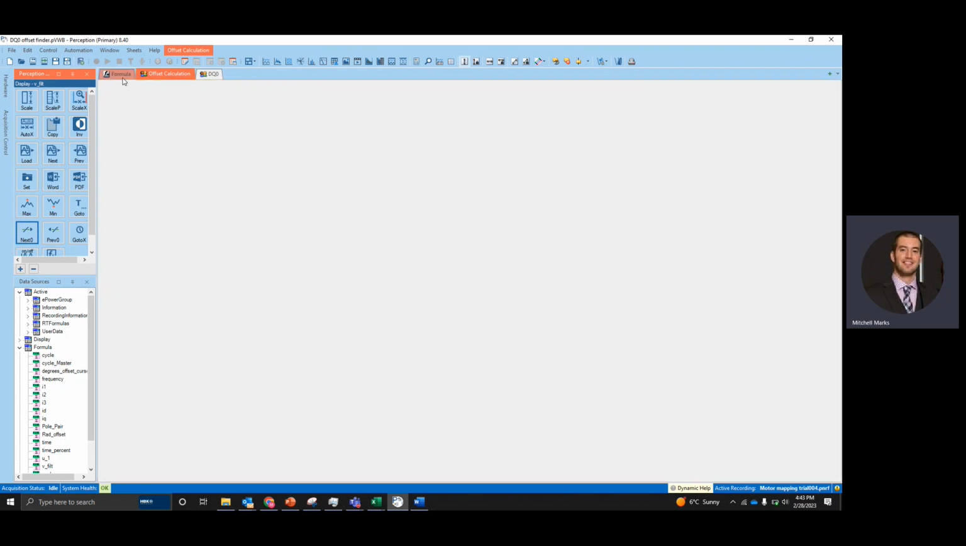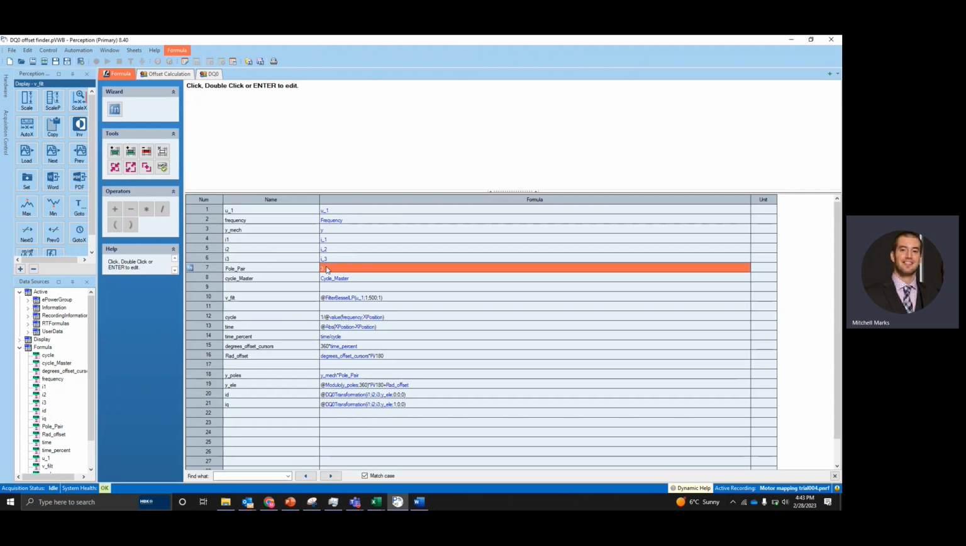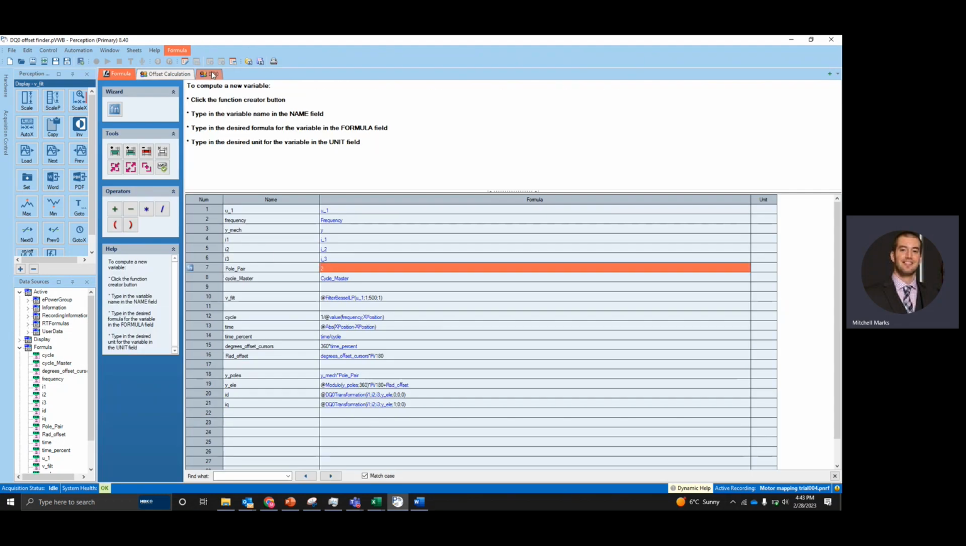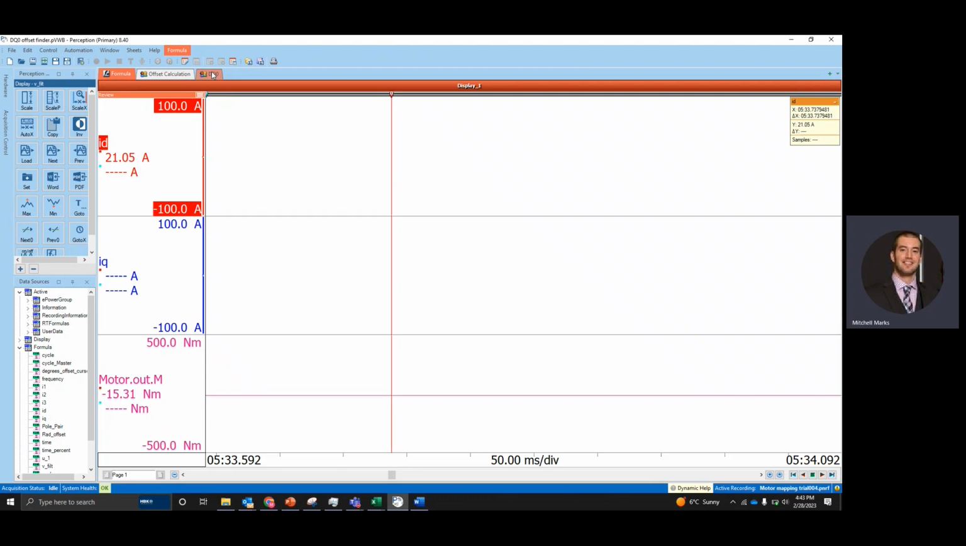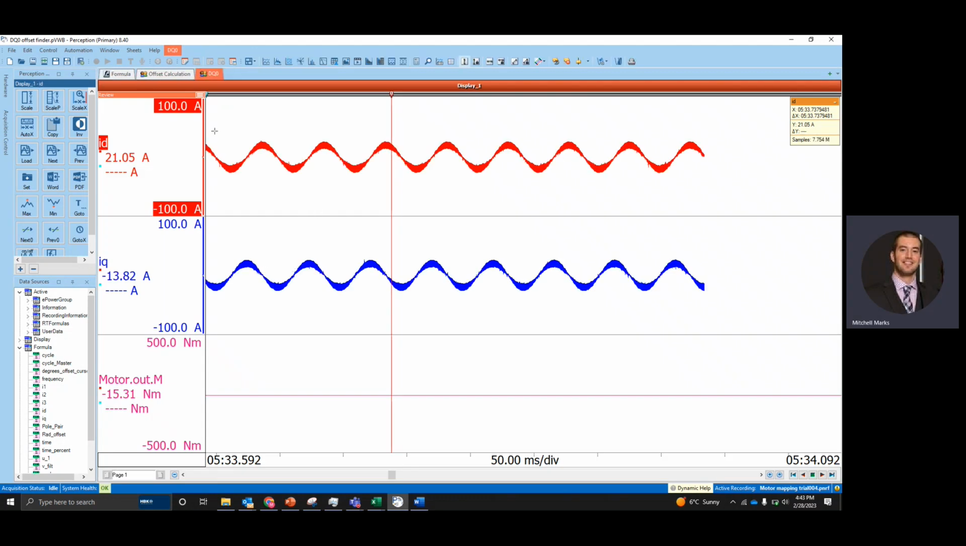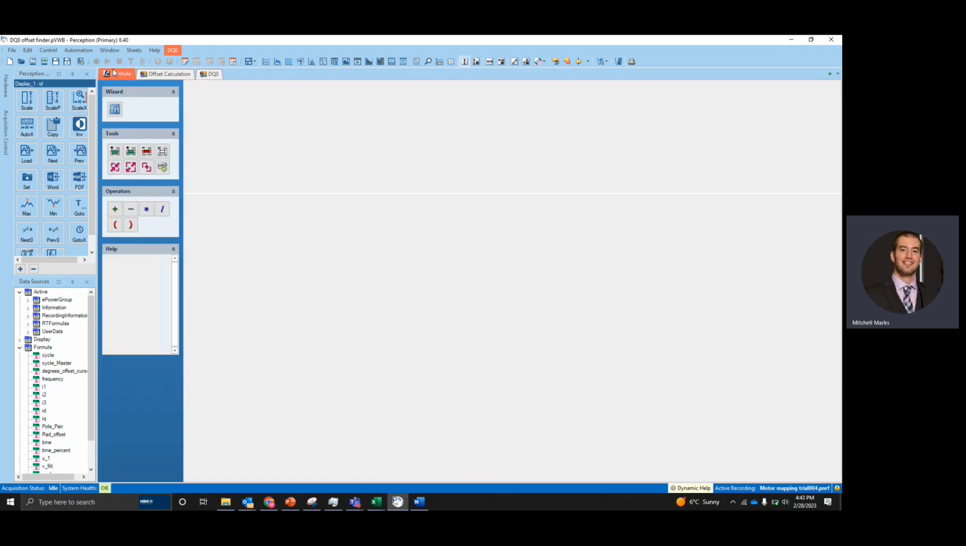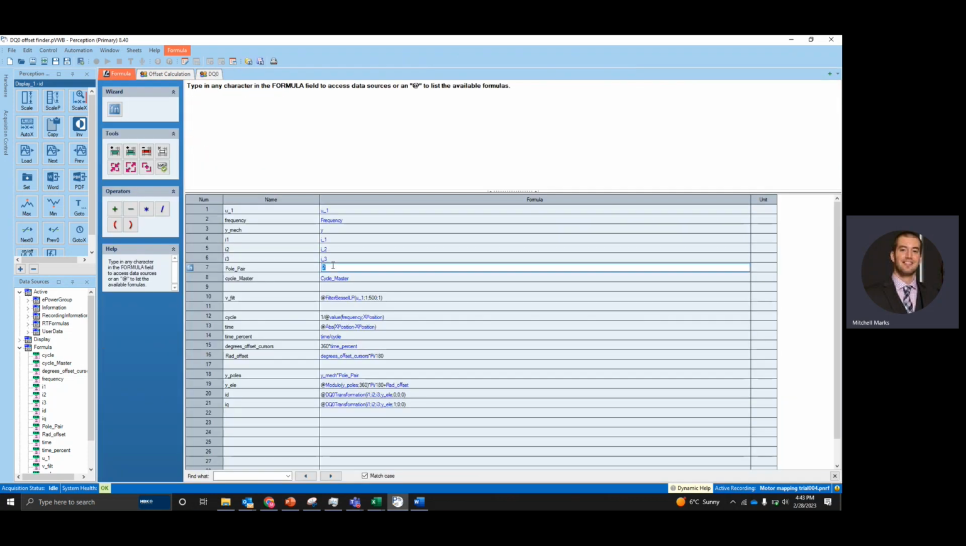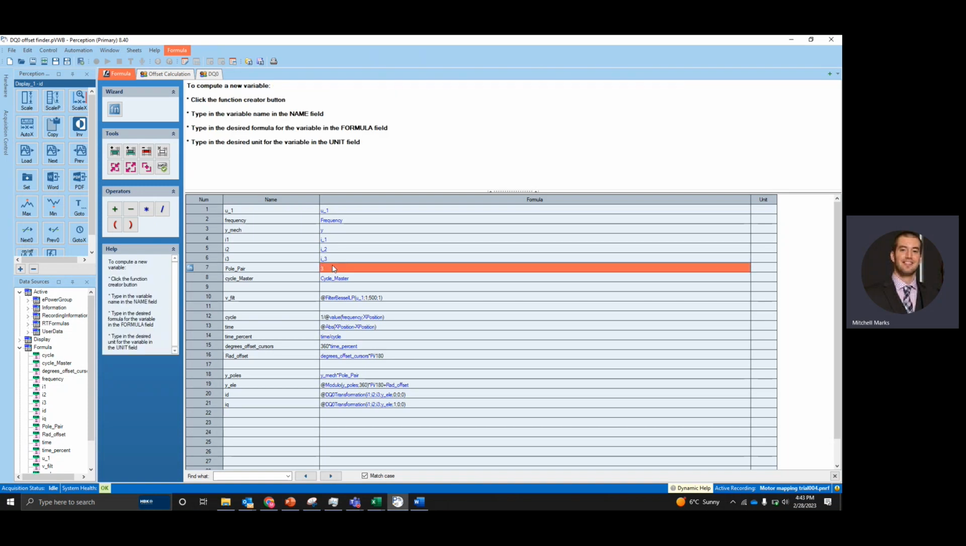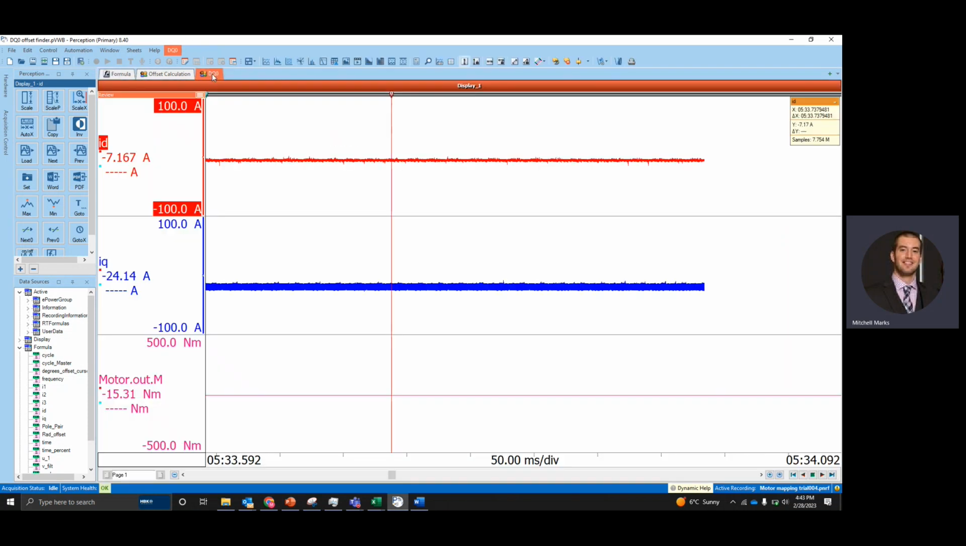Another area where people can go wrong is having the wrong pole pairs. Let's say I have 2 pole pairs. Now I have a sine wave for my ID and IQ. That's no good. This is because the reference frame isn't correct. So again, make sure your sign is correct on your angles, make sure your pole pairs are correct, and you will be getting a nice DQ0.